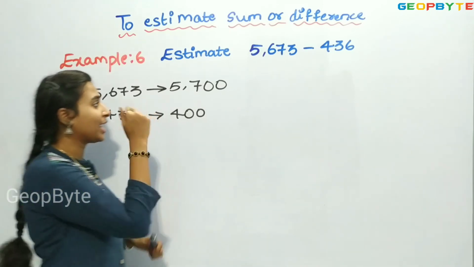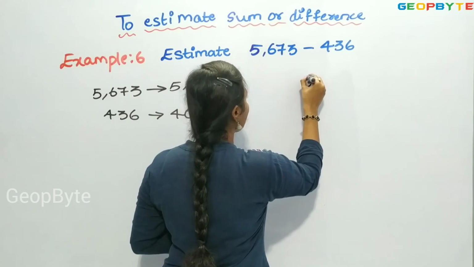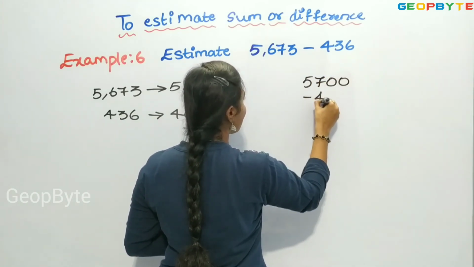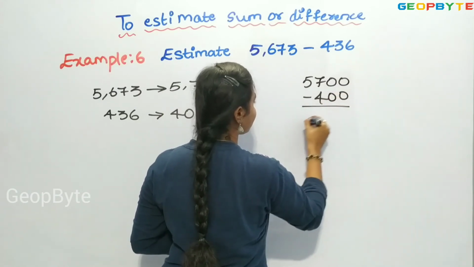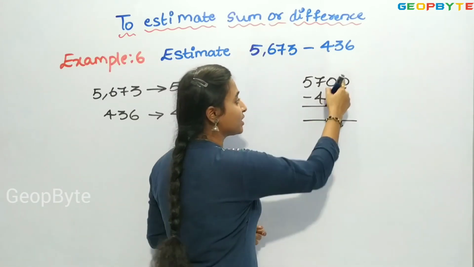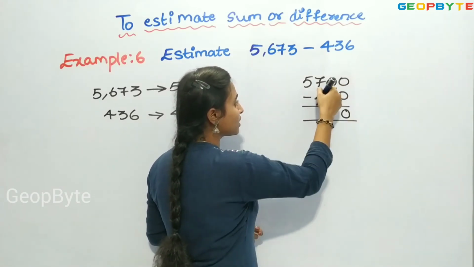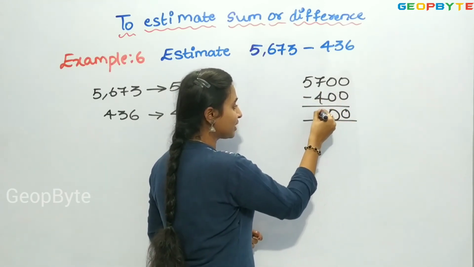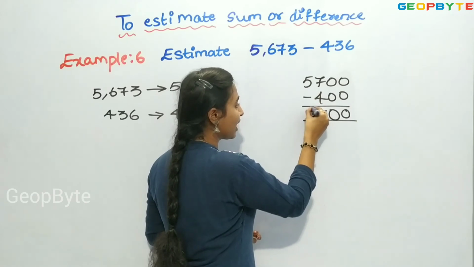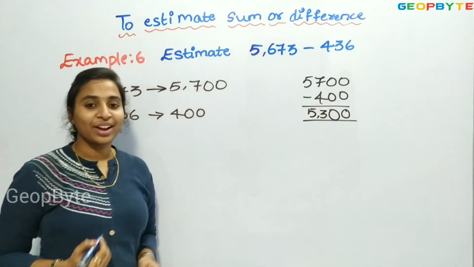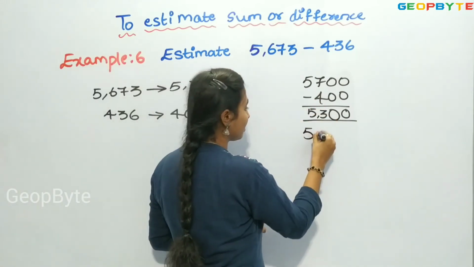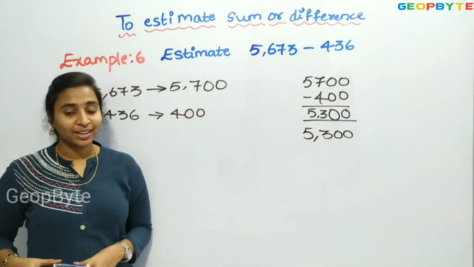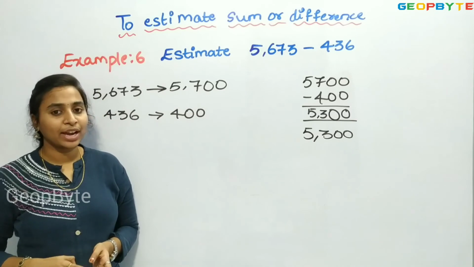Now let us subtract these two numbers. 5700 minus 400. See, 0 minus 0, 0. 0 minus 0, 0. 7 minus 4, 3. And we have 5 directly. So we got 5300. We got 5300 as the estimated value.